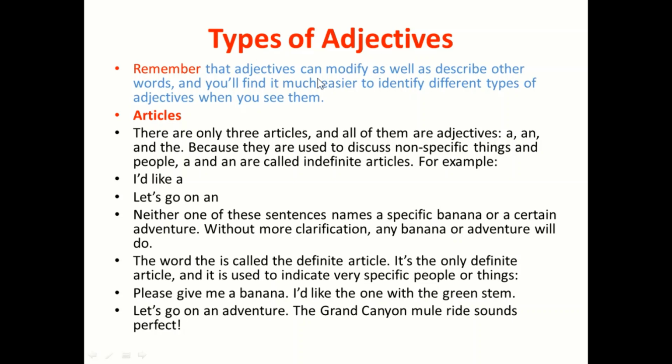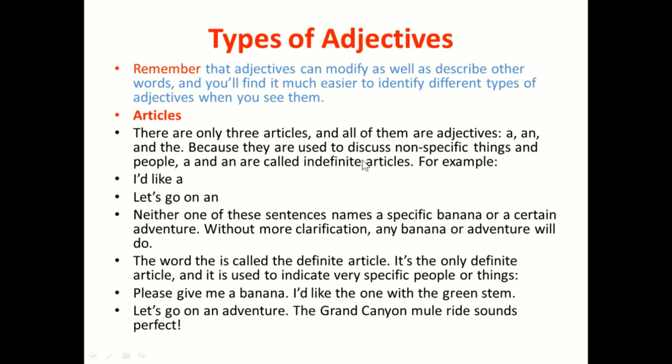Remember that adjectives can modify as well as describe other words, and you will find it much easier to identify different types of adjectives when you see them. Articles. So our first type is article. There are only 3 articles, and all of them are adjectives. We use articles as adjectives always. These are a, an, and the.